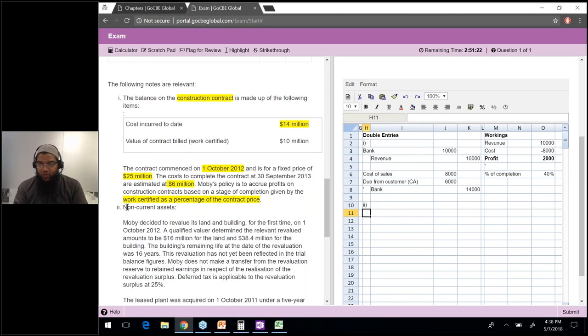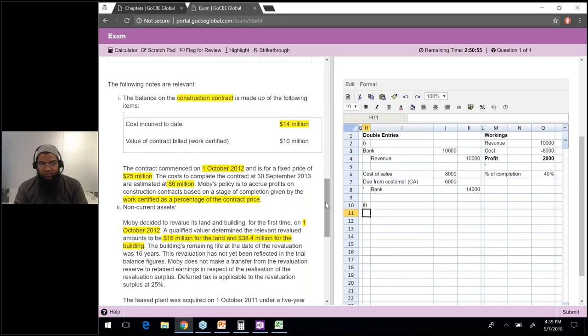Now in adjustment number two, the question says that Mobi decided to revalue its land and building for the first time on 1st October 2012. We have decided to revalue the asset at the start of the year. A qualified valuer determined the relevant revalued amount to be 16 million for land and 38.4 million for the building.